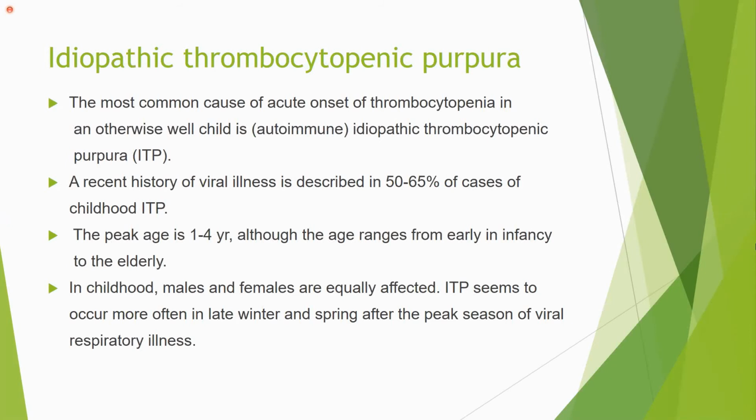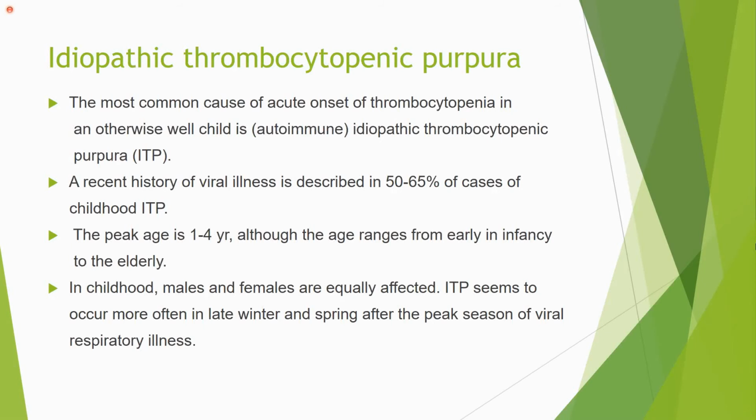After the inherited disorders, now we come to the acquired disorder, idiopathic or immune thrombocytopenia. It is no more called idiopathic, that's a misnomer, and now we call this immune thrombocytopenia because we know that it is an immune disease. The most common cause of acute onset of thrombocytopenia in an otherwise well child is immune thrombocytopenic purpura, and it is characterized by a recent history of viral illness in 50 to 65% of the cases. The peak age is 1 to 4 years, although the age ranges from early infancy to elderly. In childhood, males and females are equally affected. ITP seems to occur more often in late winter and spring after the peak season of viral respiratory illness.